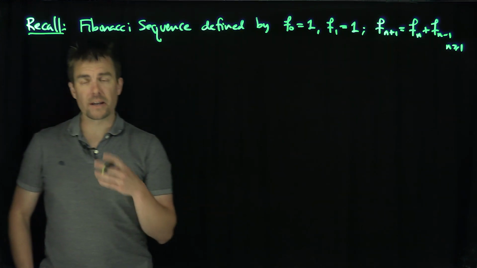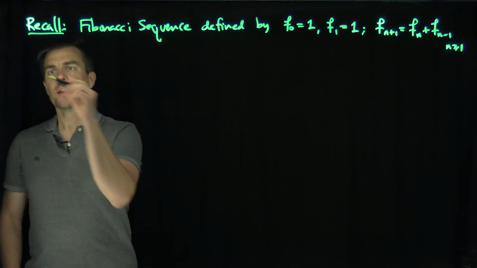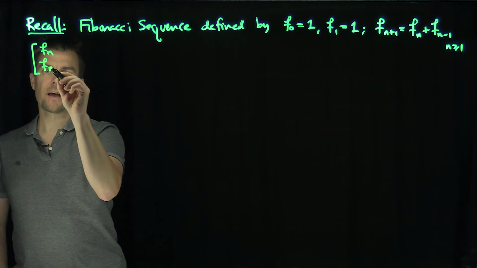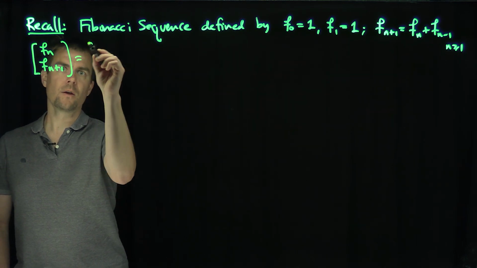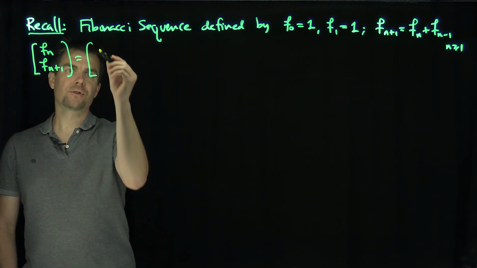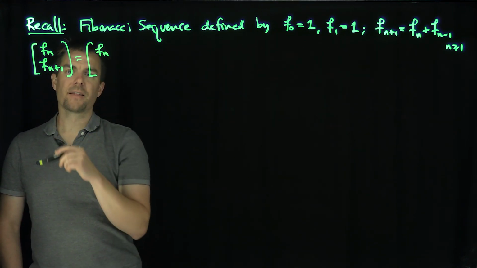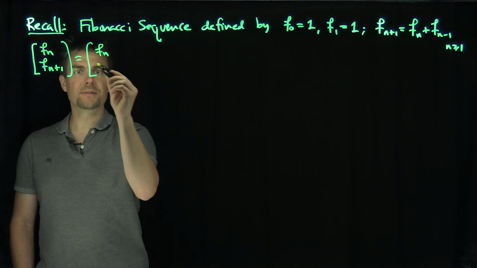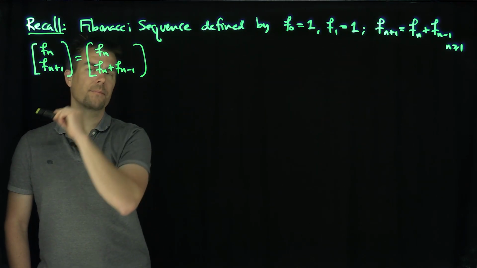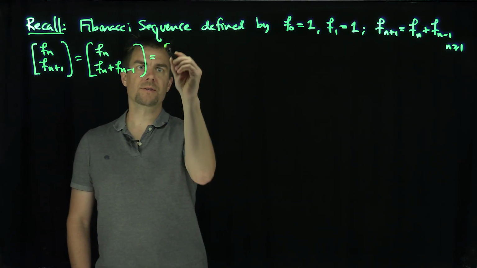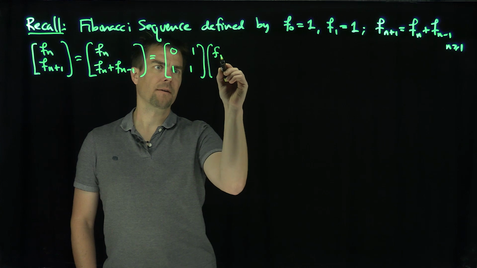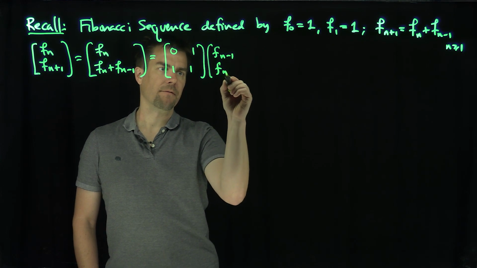Now, what we're going to do is observe the following. I can write this as a matrix equation, right? If I look at this vector, fn and then fn plus 1, and I'm going to assume that n is bigger than or equal to 1 for this, fn is just itself, fn. And then fn plus 1 is fn plus fn minus 1, right? So I'm going to write this as the matrix 0, 1, 1, 1, and then fn minus 1, fn.